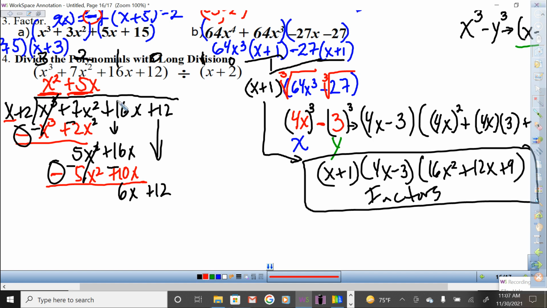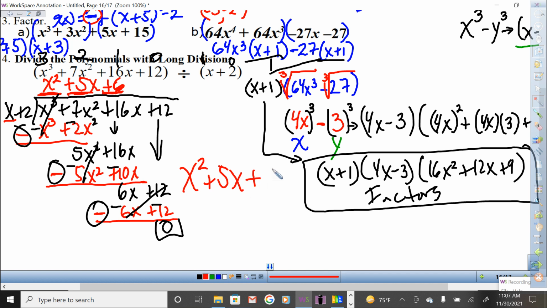Last, what number times x gives me 6x? 6, positive 6. So this is 6 times x, that's 6x. 6 times 2, that's 12. We're going to subtract. So this becomes negative, negative. That means these cancel, so we're left with 0 remainder. So what's my answer? My answer is x squared plus 5x plus 6. That's my quotient.